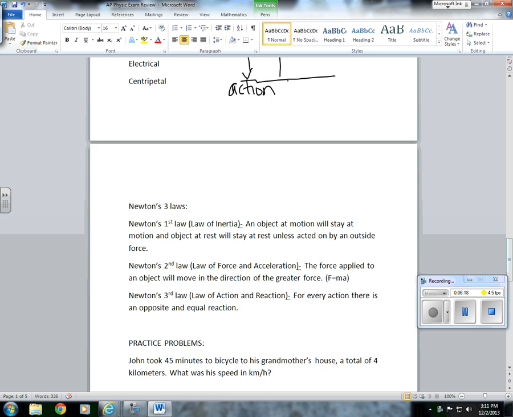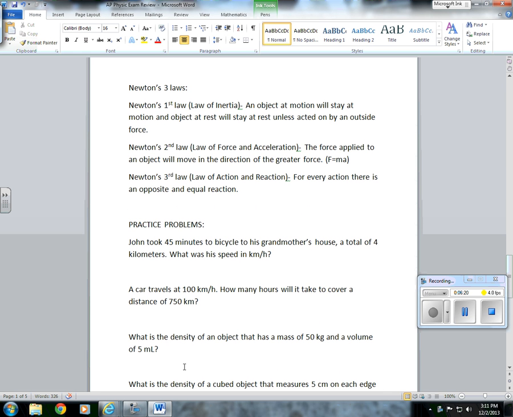All right, so Newton's three laws. You must know that Newton's first law is a law of inertia. An object in motion will stay in motion. An object at rest will stay at rest unless acted upon by an outside force.